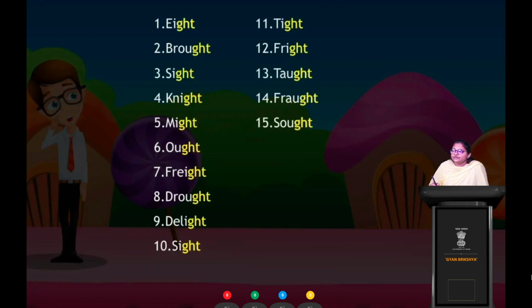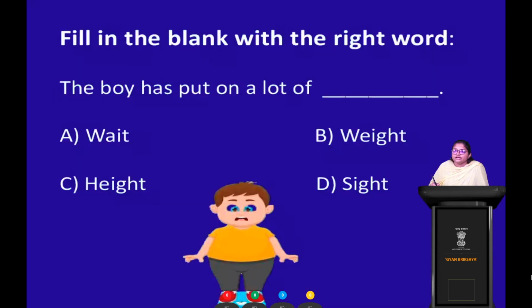Fill in the blank with the right word. Okay, again. The boy has put on a lot of dash. There are 4 options in front of you. So what you have to do is put the proper, appropriate option in the blank.